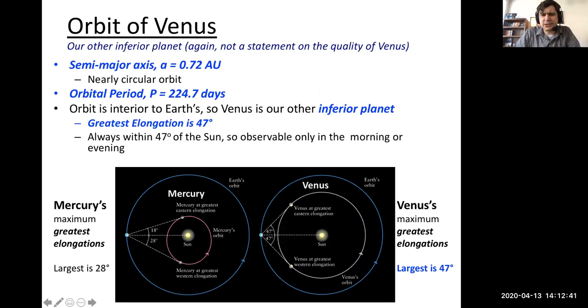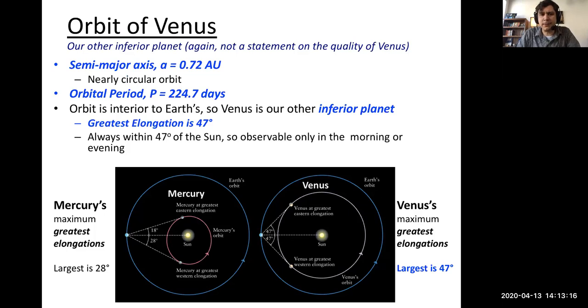But let's go ahead and talk about the greatest elongation. With Mercury, which had that very eccentric orbit, we had to consider the greatest western elongation versus the greatest eastern elongation. We saw that the greatest western elongation had an elongation angle of 28 degrees. That was the maximum greatest elongation, and that's because Mercury had an eccentric orbit. Venus has a nearly circular orbit, so its eastern and western greatest elongations are the same measurement, 47 degrees.